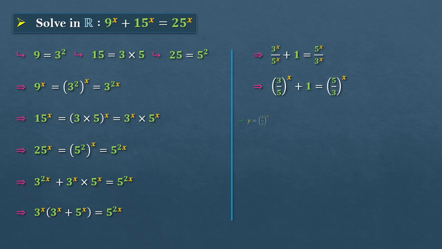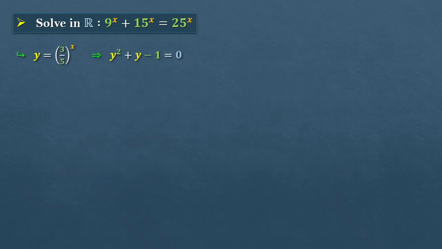We now set y equal to the quantity 3 divided by 5 to the power of x. With this substitution, the equation becomes y plus 1 is equal to 1 divided by y. Multiplying both sides of this equation by y gives y squared plus y is equal to 1. Rearranging terms, we obtain y squared plus y minus 1 is equal to 0. This is a quadratic equation.